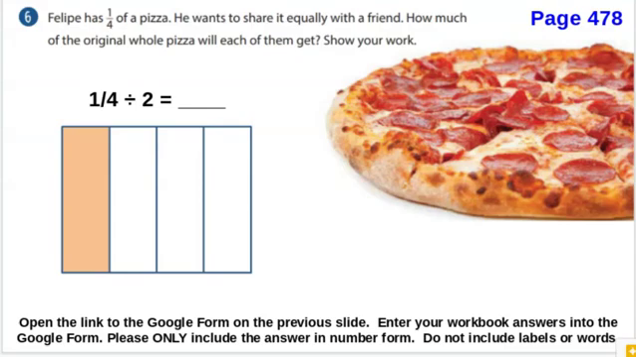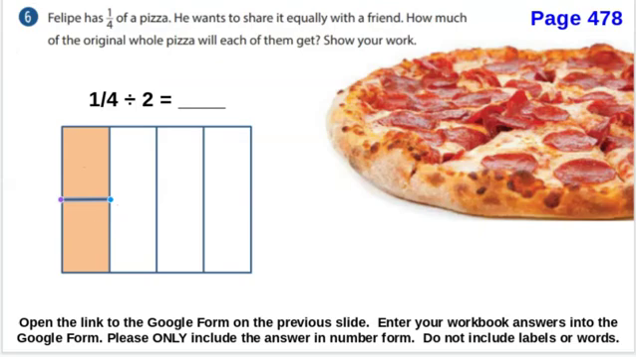So you can see that this problem is 1/4 divided by 2. Why? Because we're starting with 1/4 of a pizza, and then we're fair sharing it with two people, Felipe and his friend. So to start, you're going to shade in and represent 1/4. So you can see how I did that here. Then you need to take this remaining pizza and fair share it. So you can see if I come in here and I draw that line, now I have a piece for Felipe and a piece for his friend.